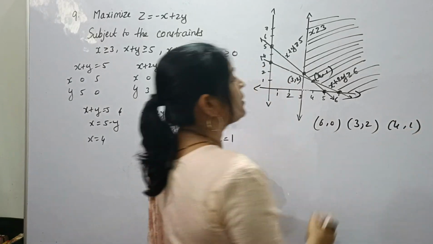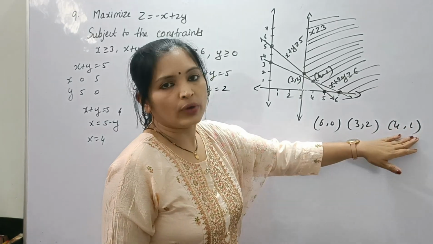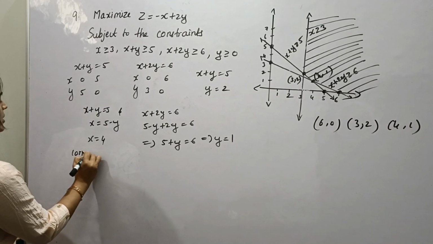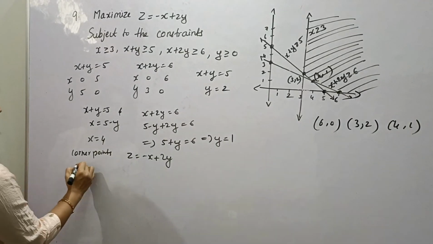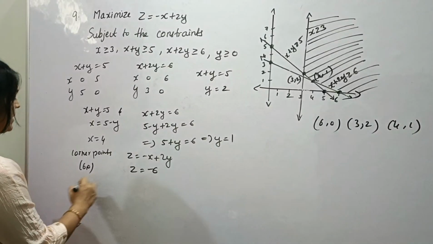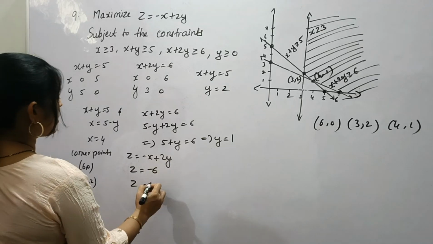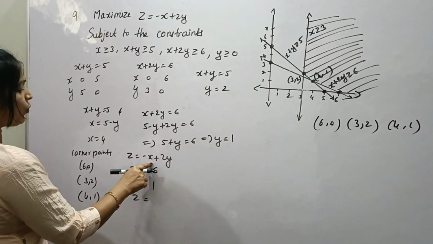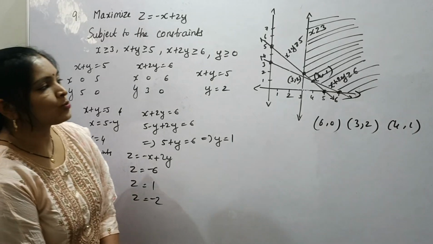So what are the corner points? The corner points of the feasible region are 6, 0, 3, 2, 4, 1. Now let's find the values of z at these points. Corner points. z is equal to minus x plus 2y. At 6, 0, what is the value of z? Minus 6, right? At 3, 2, z is equal to minus 3 plus 4, 1. At 4, 1, z is equal to minus 4 plus 2, that is minus 2. So here we have got the maximum value of z as 1.